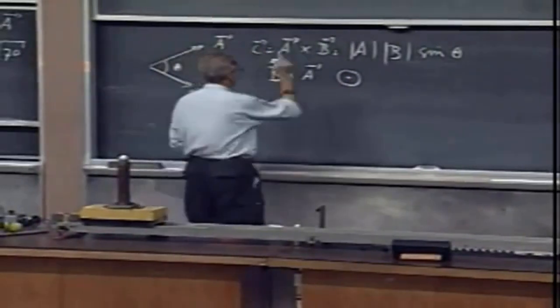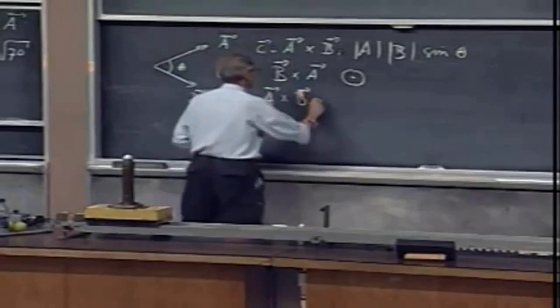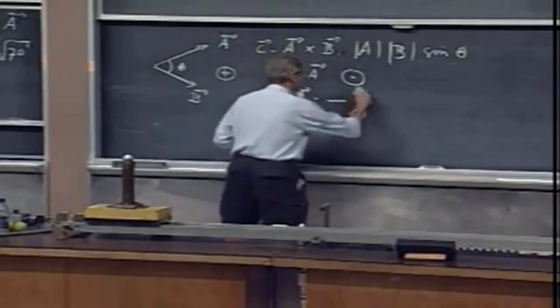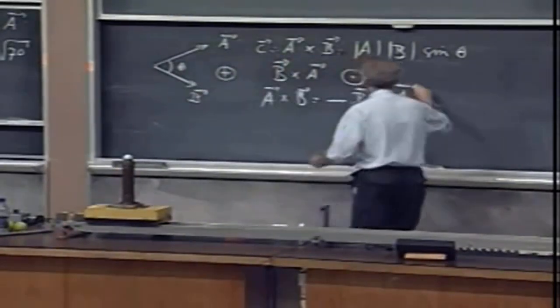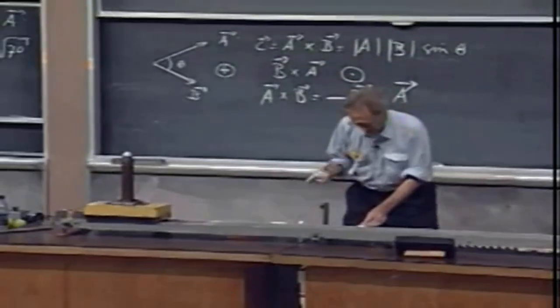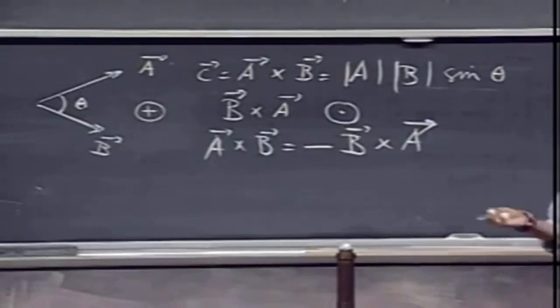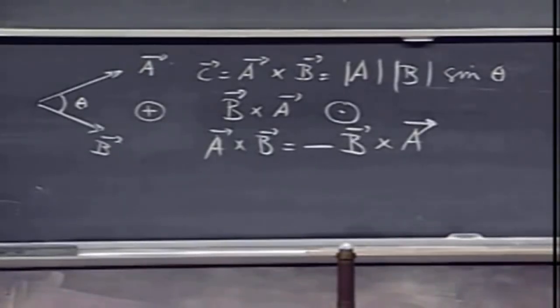In other words, A cross B equals minus B cross A, whereas A dot B is the same as B dot A. We will encounter cross products when we deal with torques and when we deal with angular momentum, which is not the easiest part of 801.